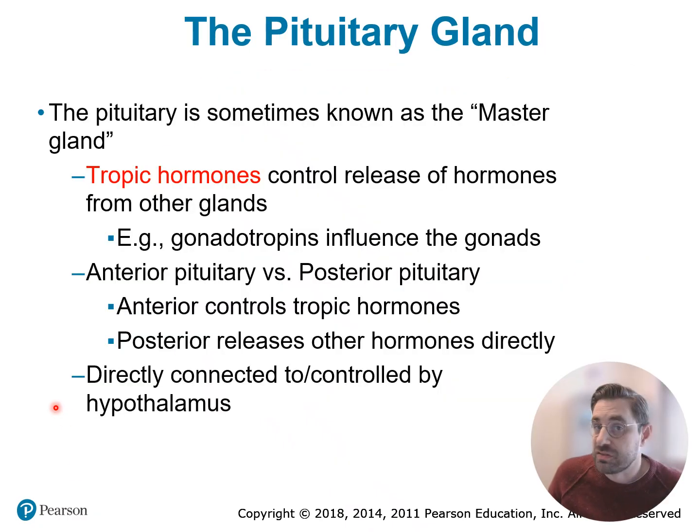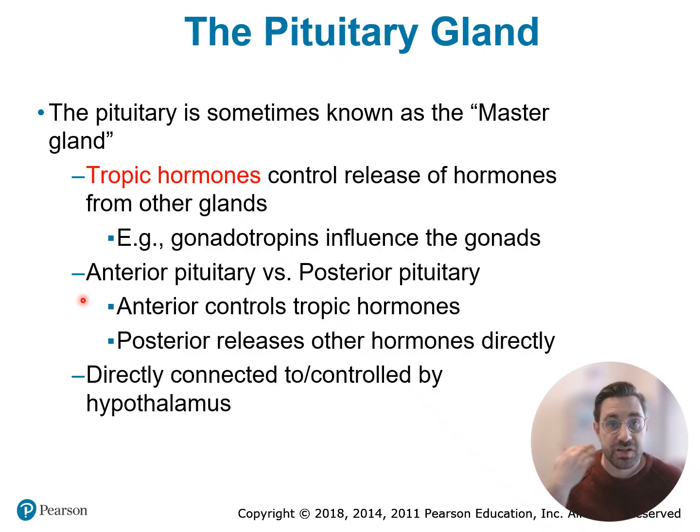The pituitary gland is so important because it is sometimes referred to as the master gland, because it releases what are known as tropic hormones. Tropic hormones regulate other hormones. Okay? So, for example, gonadotropins control the gonads, and gonadotropins are tropic hormones that are released by the pituitary gland. Specifically, these tropic hormones are released from the anterior pituitary, so toward the front of your skull.